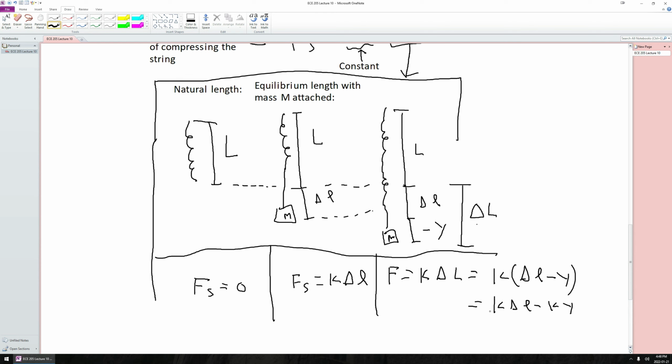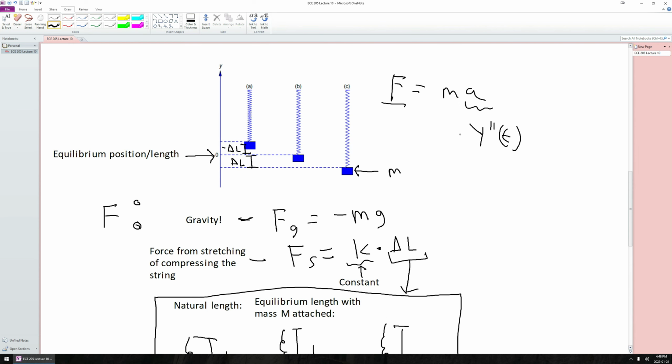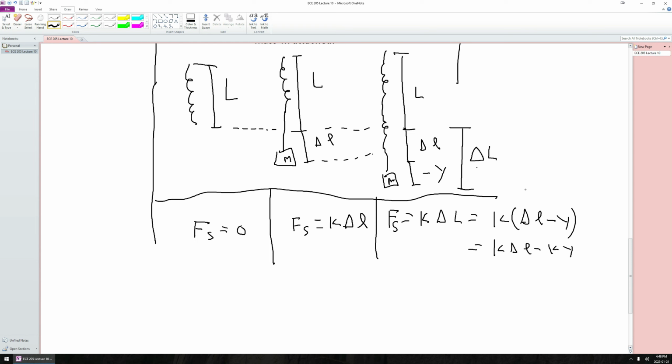Okay, so here my ultimate goal for doing all of this was to find the forces as a function of only this y function so I can get a differential equation. But here I still have this K delta L term sitting here. So how do we get rid of it? Well, let's clean this up and then talk about that.